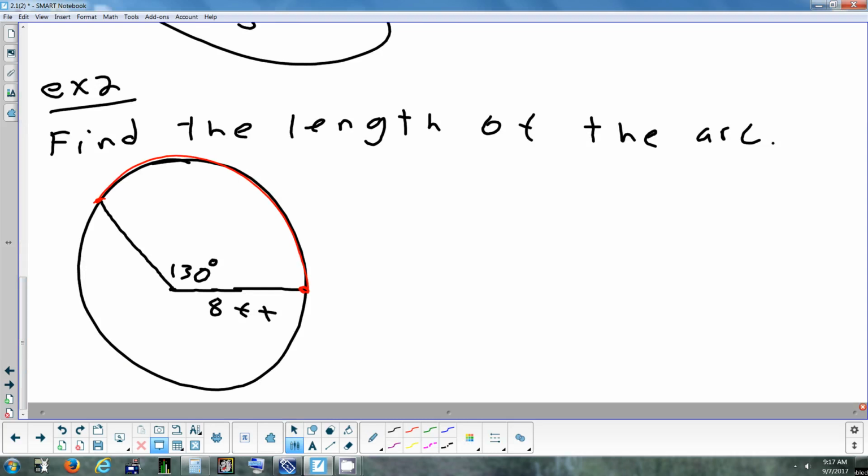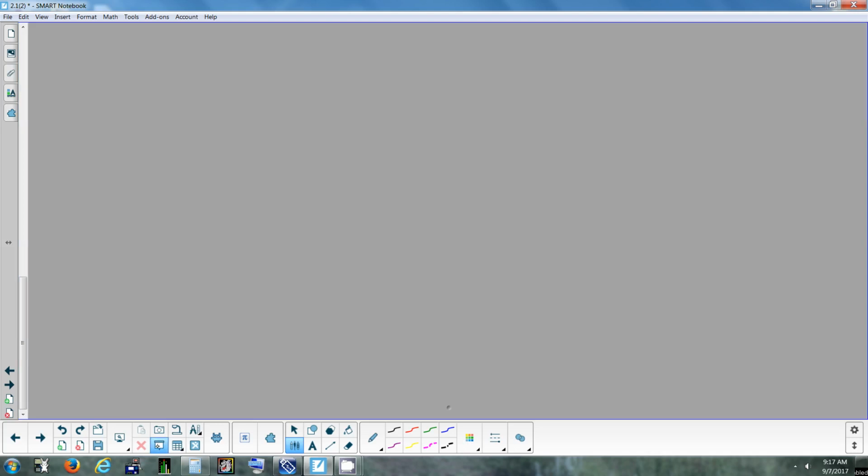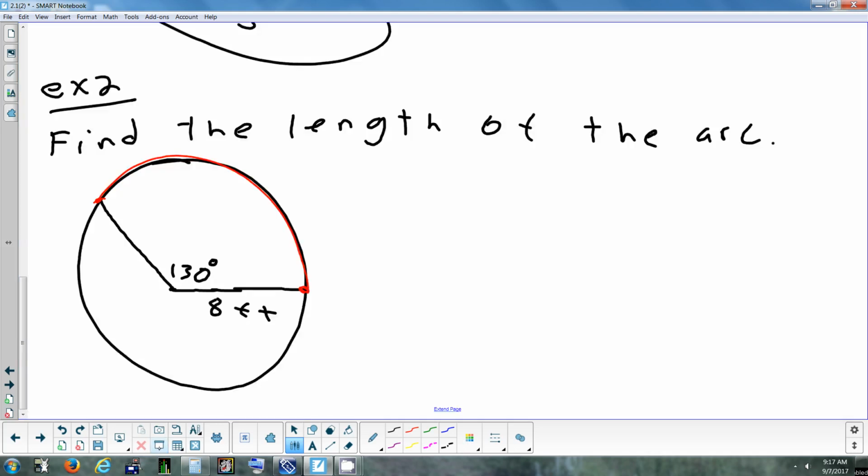It's in degrees, not radians. Can we use it in degrees? No. Remember, this formula, S equals R theta, has to be in radians. So that's the first thing I'm going to do. Off to the side, I'm just going to convert degrees to radians.